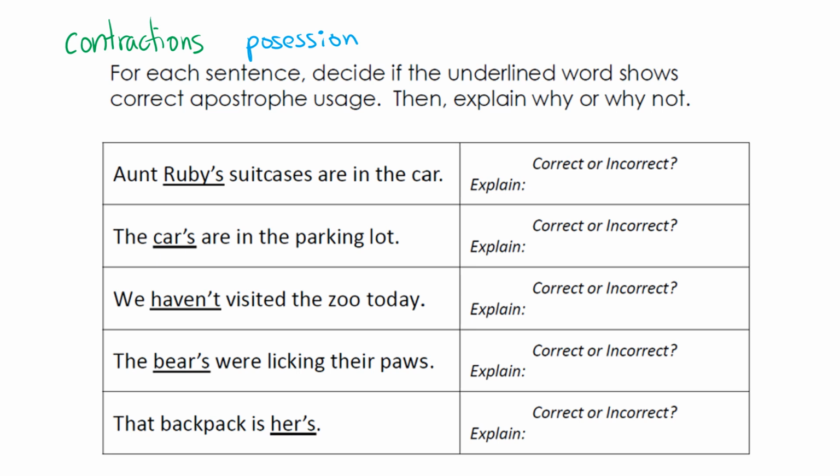So basically, we're either going to use them when I'm combining words, or when I show that something belongs to or with somebody. So let's look at this first example. Aunt Ruby's suitcases are in the car. So is that a contraction? Did I combine words? No, we didn't combine words. Is it possession? Does something belong to somebody? Yes, the suitcases. The suitcases belong to Aunt Ruby. So this is a correct use because it shows possession.